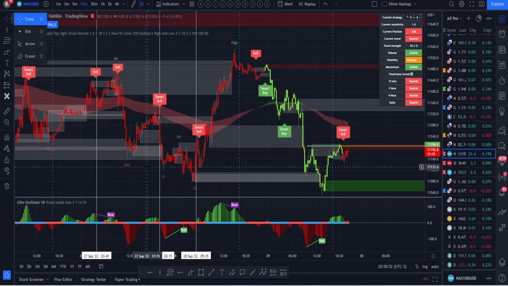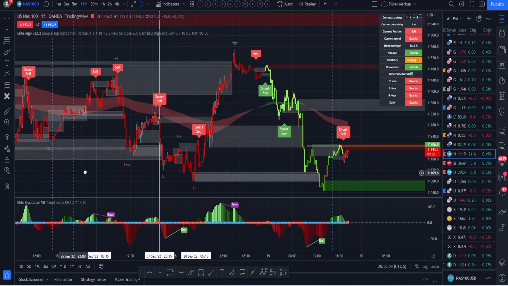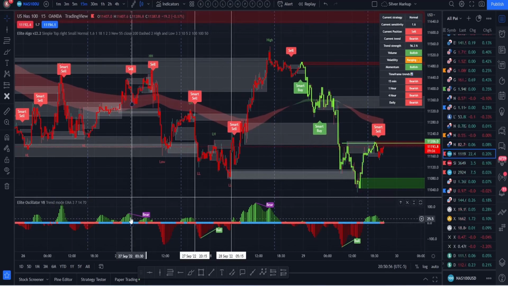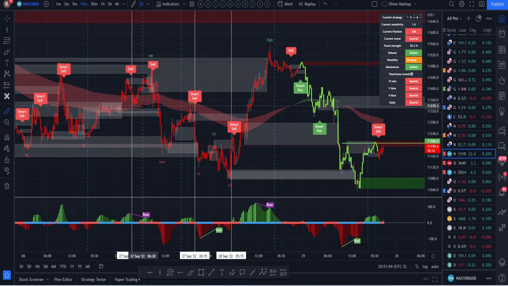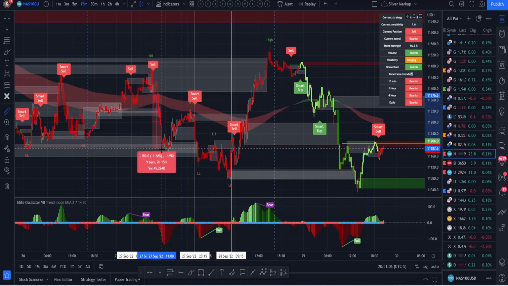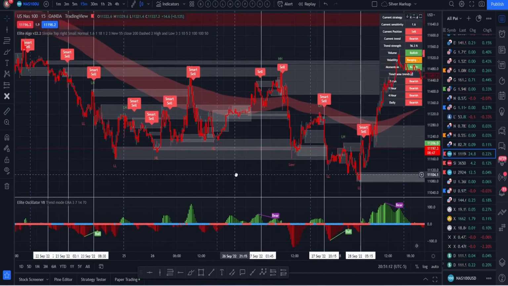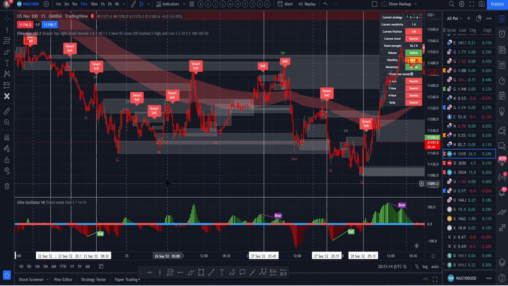So for example, I look for another bearish divergence right here. So you get a bearish divergence, and right after you get a sell signal from here. So from here down, that was a pretty good solid move. So that's why I always keep that on there as well.